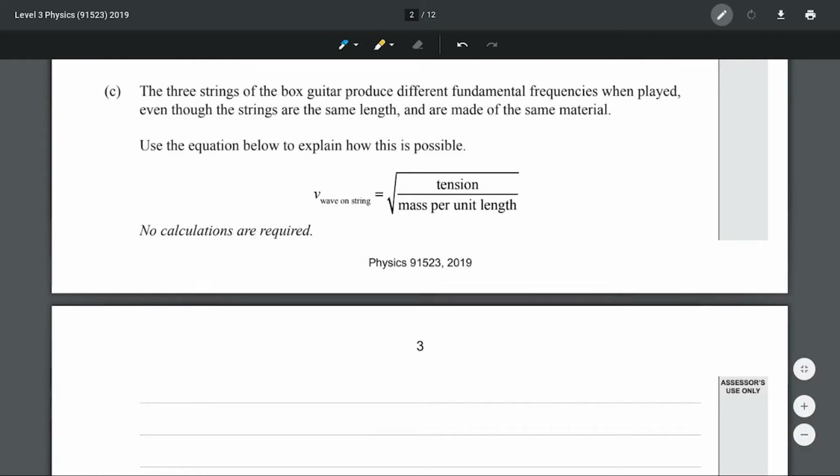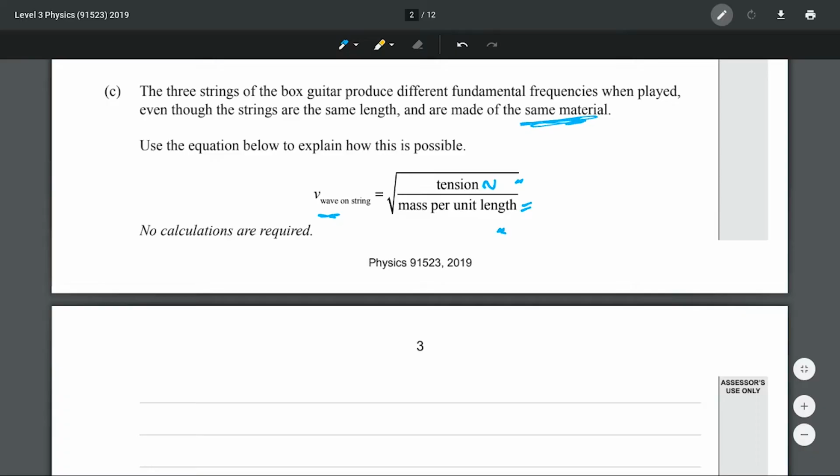The 3 strings of the box guitar produce different fundamental frequencies when played, even though the strings are the same length and are made of the same material. Use the equation below to explain how this is possible. So this equation is quite nice. It gives us our velocity there, our tension, and mass per unit length. Because the mass per unit length is a reflection of the material, and the material is the same apparently, we can assume that the mass per unit length is a constant, but that it is the tension that is variable here.